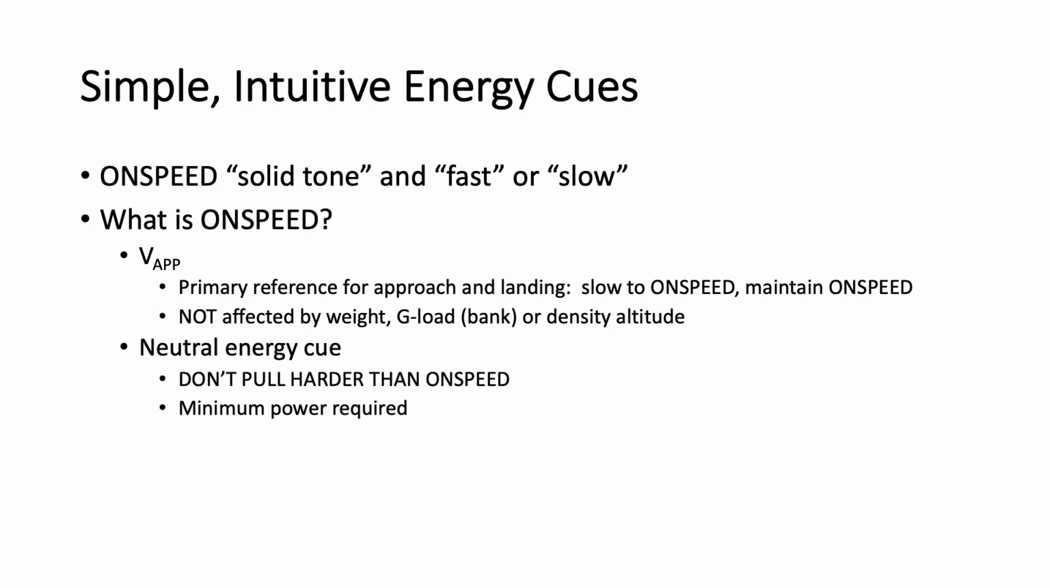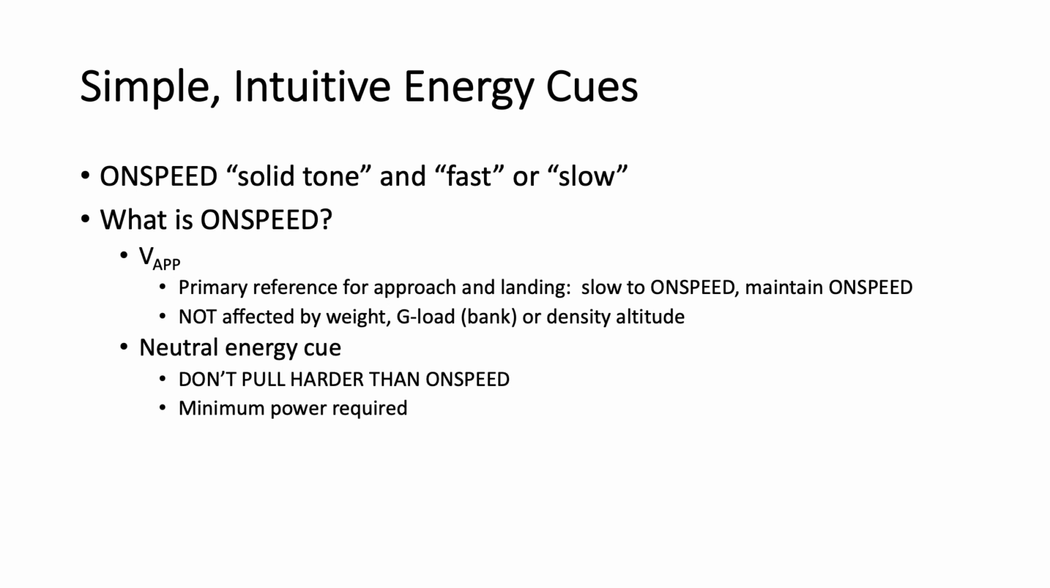It's going to be a primary reference for approach and landing, VAP if you will, and at 1G, it's going to provide a speed reference equal to 1.3 Vs. Because it's based on angle of attack, it's not going to be affected by gross weight, G-load, or density altitude the way airspeed is. It's always going to be the same. So the easiest way to think about it is a self-adjusting VREF.